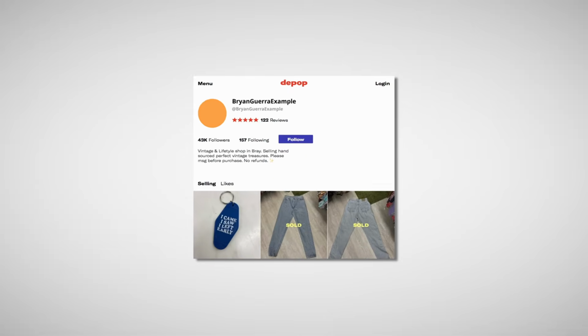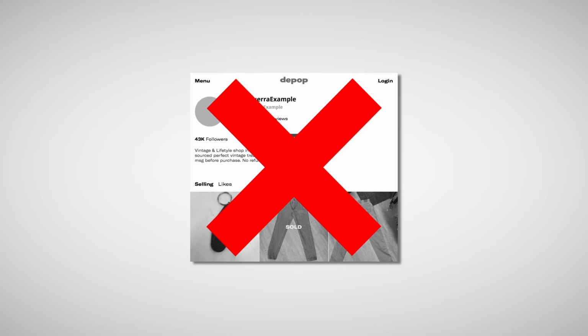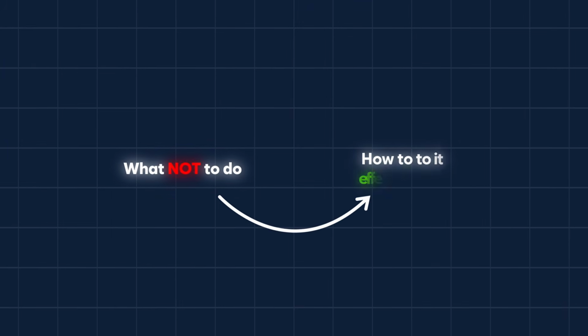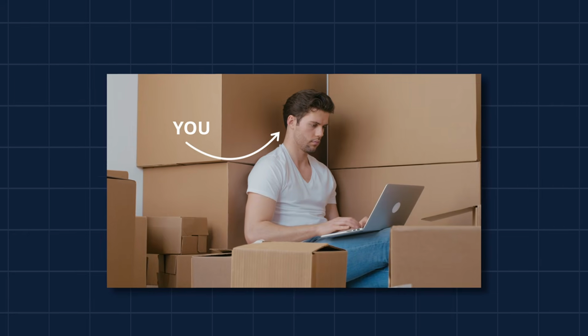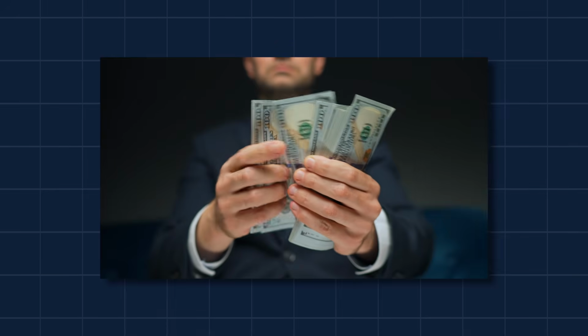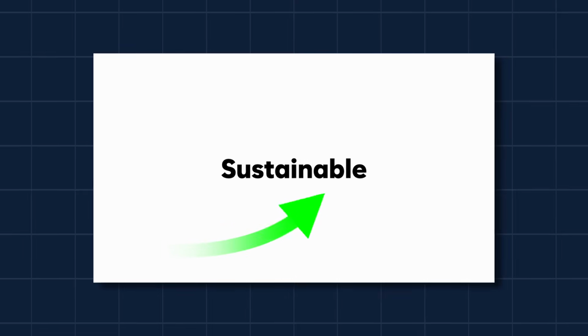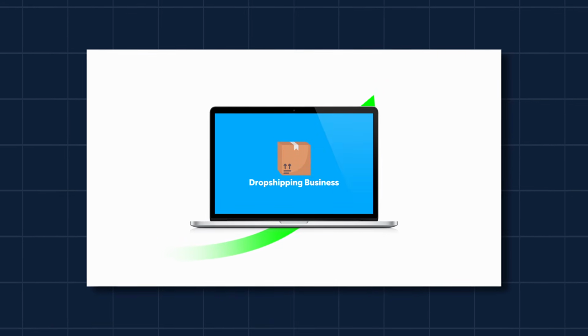And when I first started dropshipping on Depop, my very first account actually got suspended because I did it the wrong way. But that's a good thing, obviously, for me and for you in this case, because now I know exactly what not to do and how to do it effectively so that you can actually dropship on the platform, make sales, and build a consistent, sustainable, long-term dropshipping business on the platform.